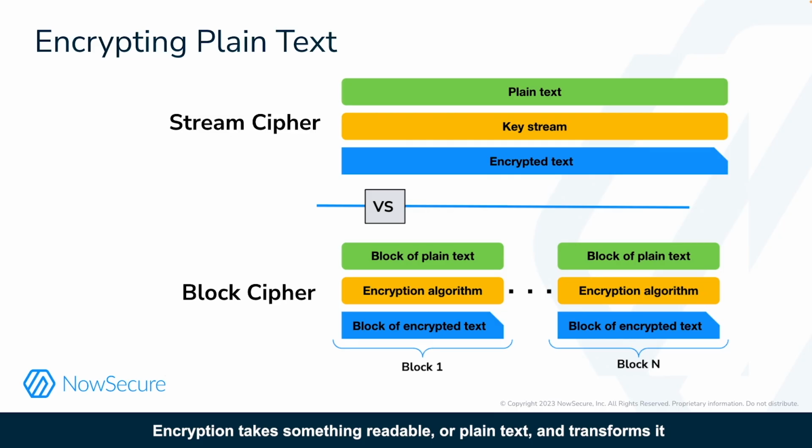Encryption takes something readable or plain text and transforms it into something that is not readable, also known as ciphertext. Encryption is randomized by using pseudo-random generation methods. Encryption may be applied to plain text in one of two ways. One, with stream ciphers, which encrypt plain text one bit at a time. And two, with block ciphers, which encrypt groups of bytes.